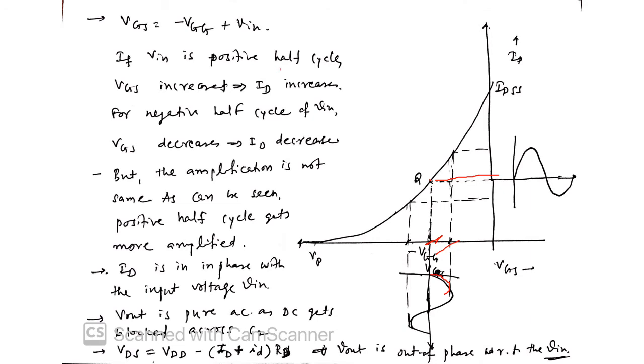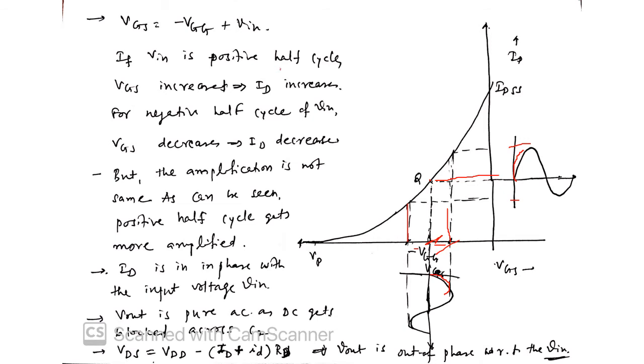The positive half cycle gap and this gap are the same. But when you translate them onto the ID curve, corresponding to this you can find the ID, and corresponding to the lower half cycle peak, the negative half cycle peak, this is the corresponding ID. Because this is quadratic, there is more amplification on the positive half cycle and less amplification in the negative half cycle. This is more than the peak at the negative half, but they are in phase.